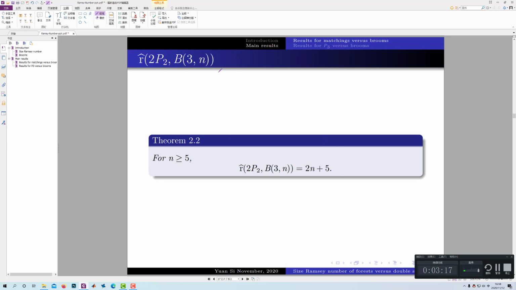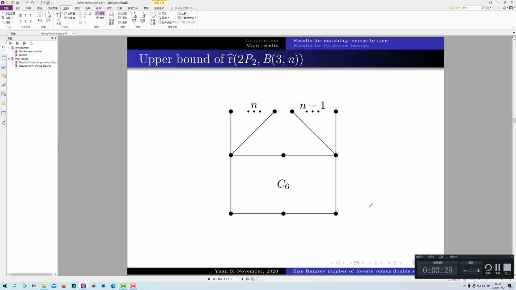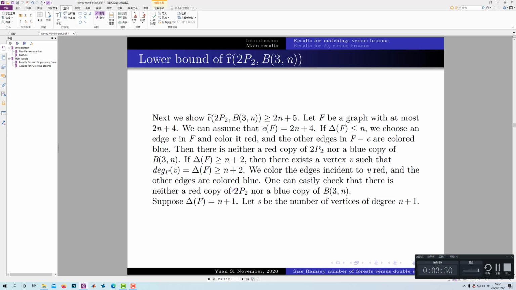Next we consider 2P2 versus B_{3,n}. The result of this is 2n plus 5. The upper bound is shown as this. Let's see the lower bound. For the lower bound, the maximum degree of F is very useful. If delta(F) is less than or equal to n, then F does not contain B_3 as a subgraph.